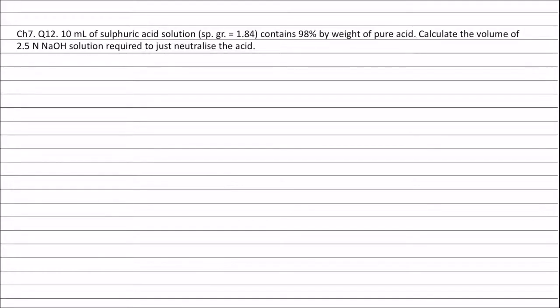Therefore, specific gravity of sulfuric acid is also equal to the density of sulfuric acid, or we can say density of sulfuric acid is 1.84. Volume of sulfuric acid is given as 10 milliliter. Therefore, volume into density, that is 10 into 1.84, will give the weight of sulfuric acid. Now NaOH neutralizes sulfuric acid. Therefore, we can write equivalence of NaOH is equal to equivalence of sulfuric acid.